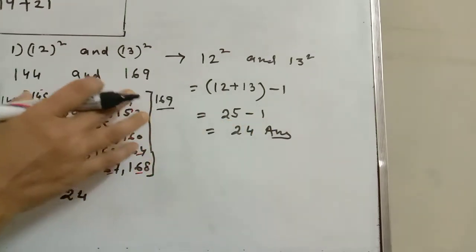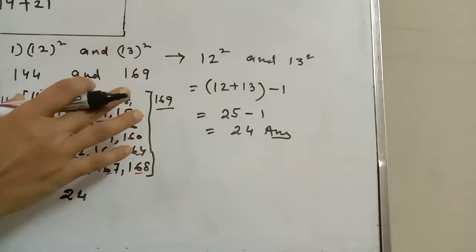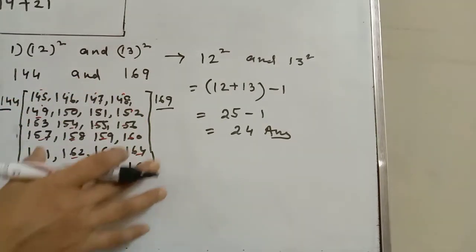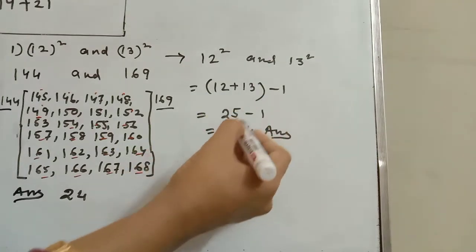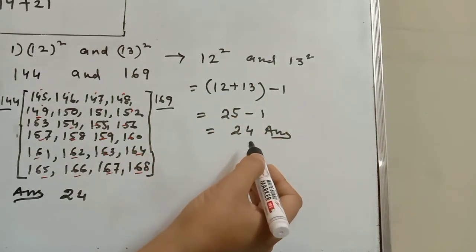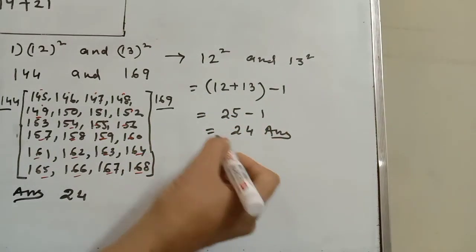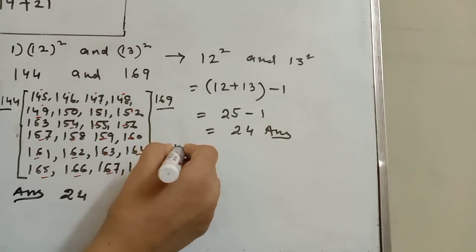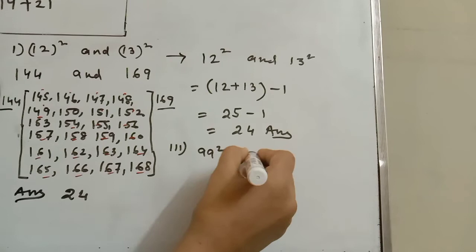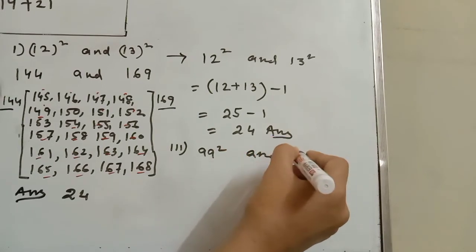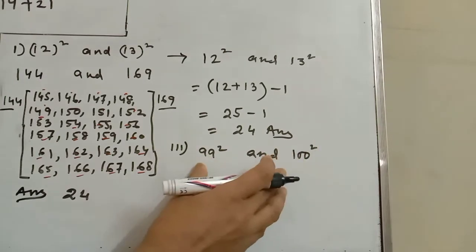No need to go in this long way. This is the explanation only, but if the numbers are consecutive numbers, you can find the numbers this way also. Next question is 99 and 100. Question number 3: it was the squares of 99 and 100. Again it is a square number, again two consecutive numbers.